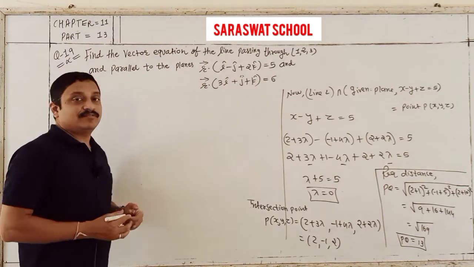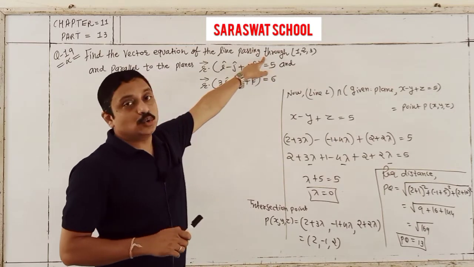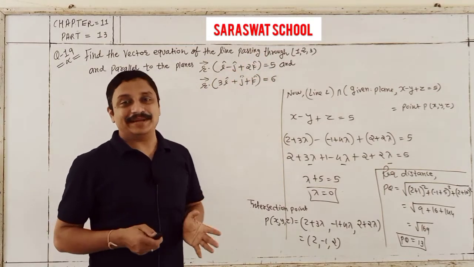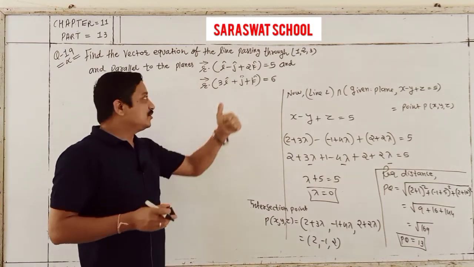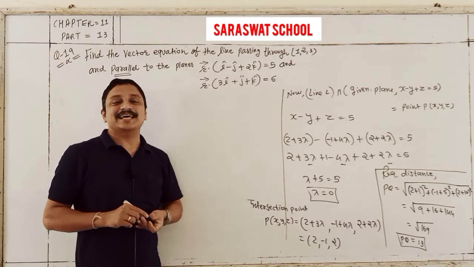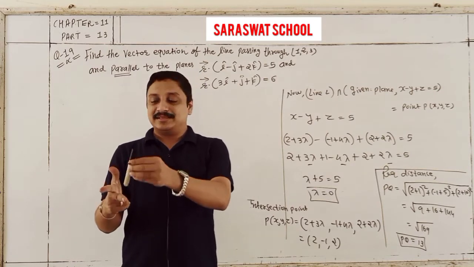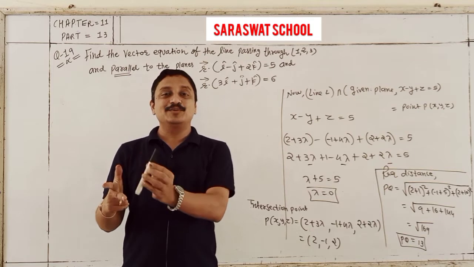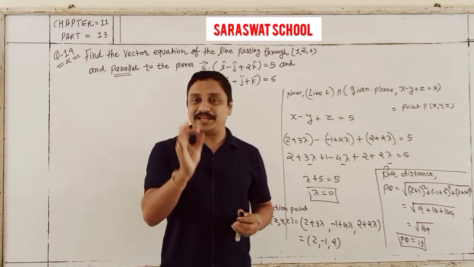Question 19. Find the vector equation of the line passing through (1, 2, 3) and parallel to both given planes. Yes students, parallel means I will first decide both normals, and the cross direction of both normals. That is your first plane normal, that is the second plane normal. I want a third direction that is parallel to both. It is surely n1 cross n2.